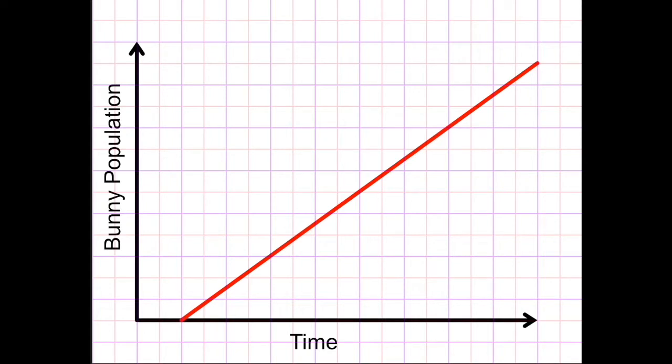If we take a look at this graph, we can see the bunny population and how it grows over time. This straight line means that the further along we move in time, the more bunnies there are. And this would grow forever. The further you go on in time, the more bunnies you get.